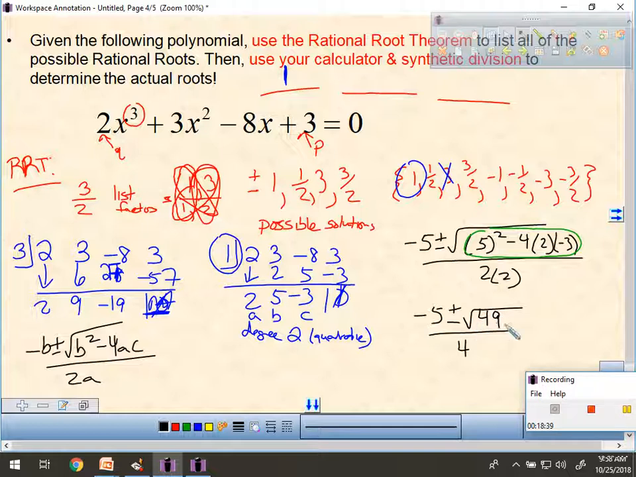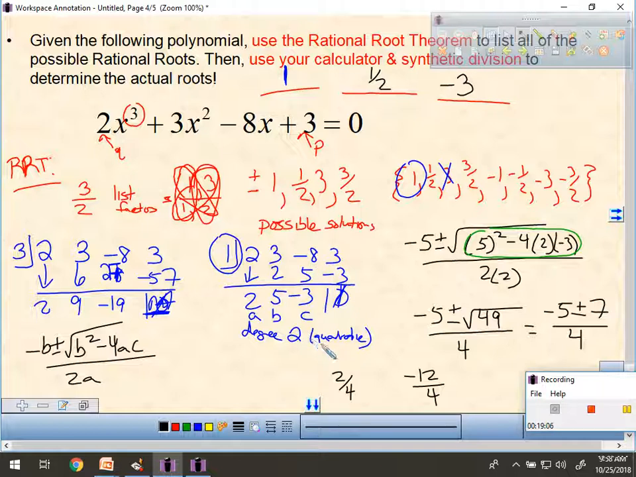What's the square root of 49? 7. That's right. So -5 plus or minus 7 over 4. And even more so, guys, don't leave it like that. Let's break this apart. -5 plus 7 is going to give me 2. So that's 2 over 4, which reduces to 1/2. And then -5 minus 7 is -12. And -12 divided by 4 is -3.